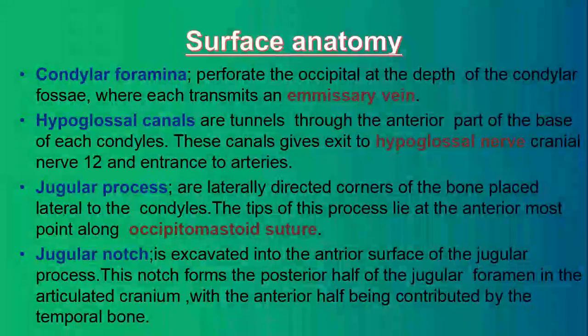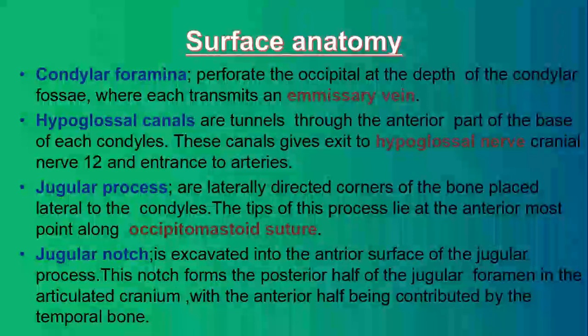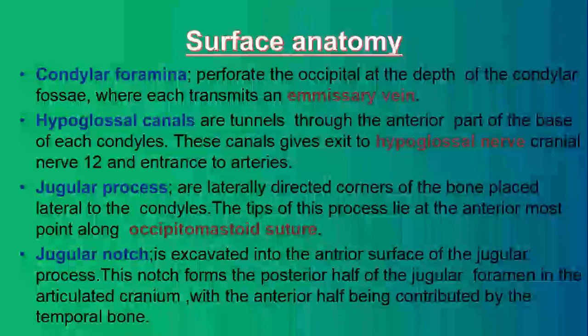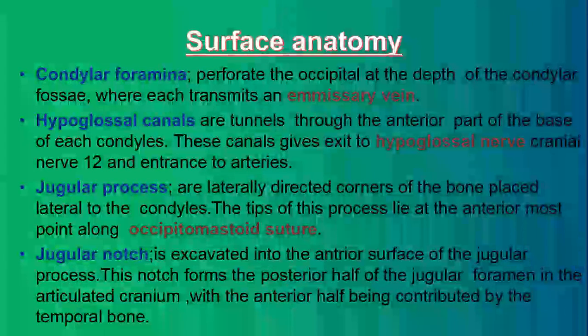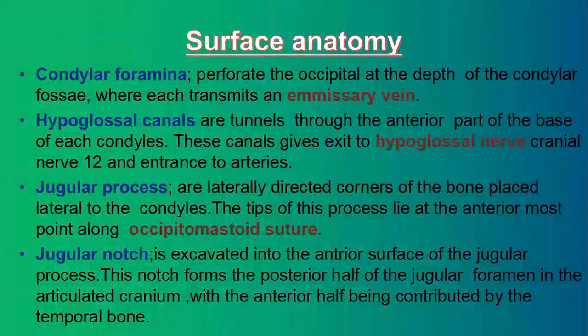So we have the condylar foramina, which perforate the occipital at the depth of the condylar fossa, where each transmits an emissary vein. The hypoglossal canals are tunnels through the anterior part of the base of each condyle, and this canal gives exit to the hypoglossal nerve, cranial nerve number 12, and entrance to the arteries.